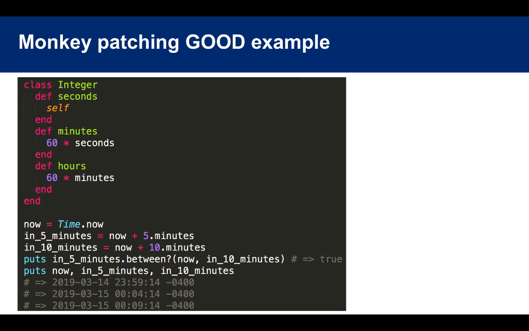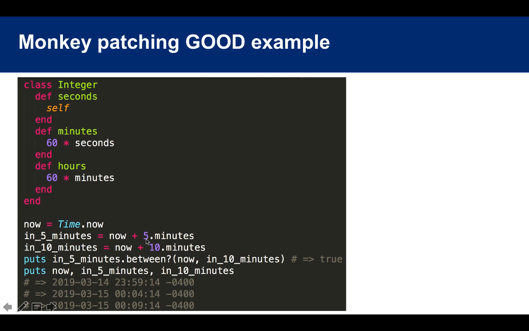So for example, let's look at a good example of monkey patching. You could introduce your own methods into the integer class. For example, a method called seconds would just return itself, meaning the integer, and then minutes would be 60 times seconds, and hours would be 60 times minutes. Okay, so now you could have the Time class, Time.now, which is an instance of Time, and then you could say now, which is this, plus 5 minutes, now plus 10 minutes.